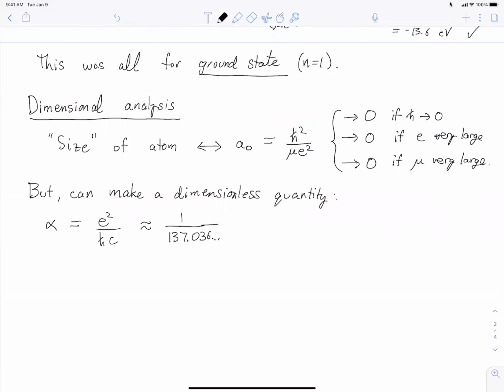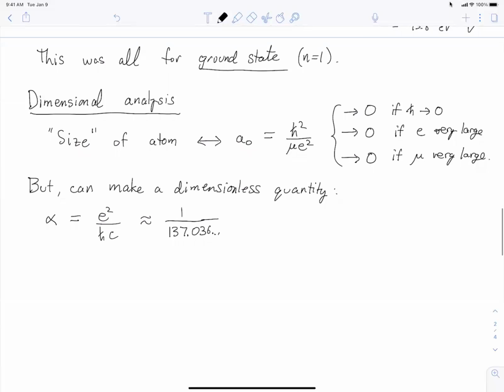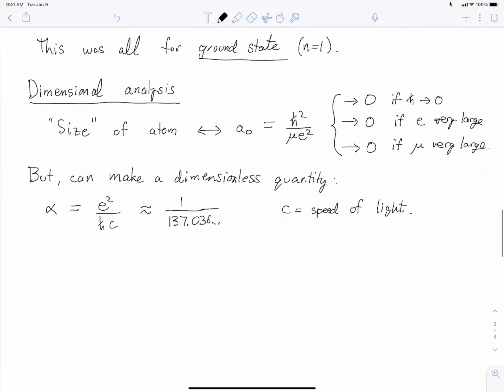So at one point in time, there were people who tried to explain why it should be exactly 1 over 137 with some dubious math. And it turns out that was all baloney, because they found out later it wasn't exactly 1 over 137. Here, c is the speed of light in vacuum.